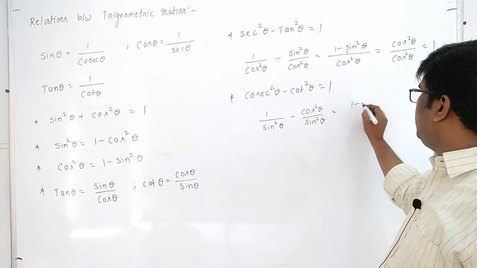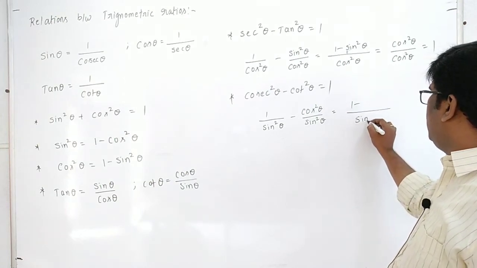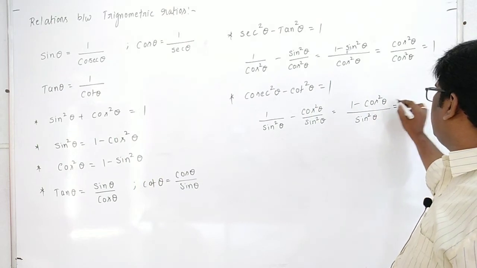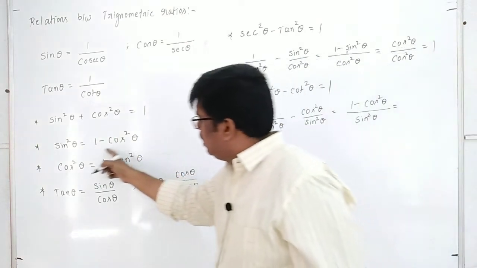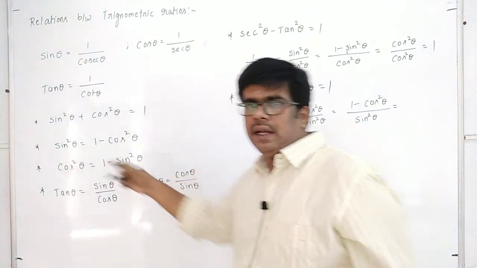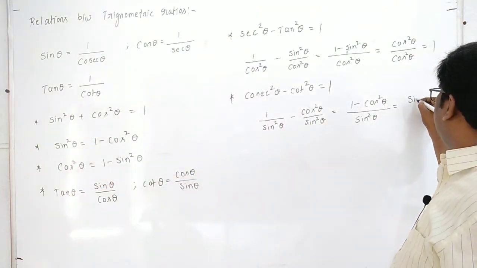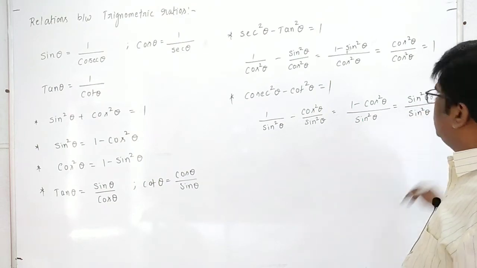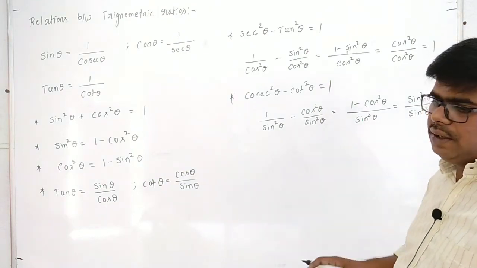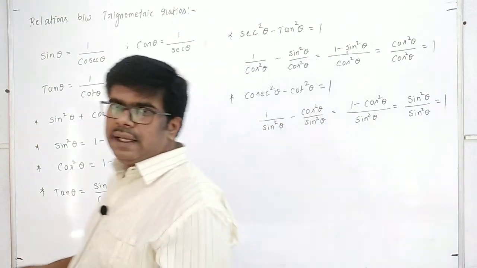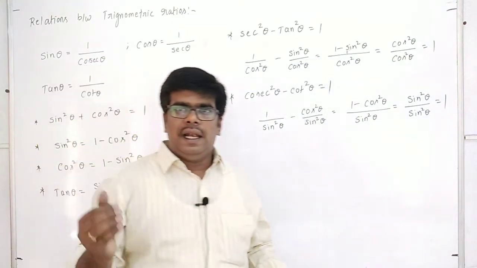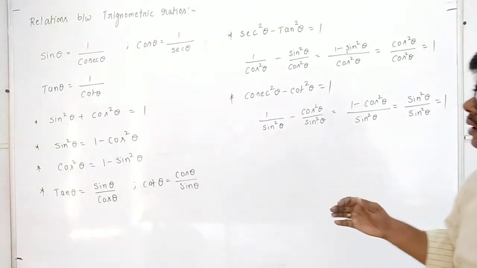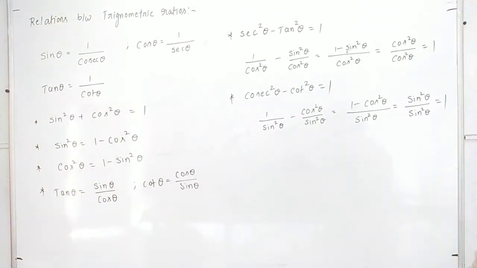That is equal to 1 minus cos square theta over sin square theta, where the LCM is sin square theta. 1 minus cos square theta is what? Sin square theta. Then we have sin square theta by sin square theta, that is equal to 1. So cosecant square theta minus cot square theta is 1. Like this we have the relations between the basic trigonometric functions. The relations you need to remember.